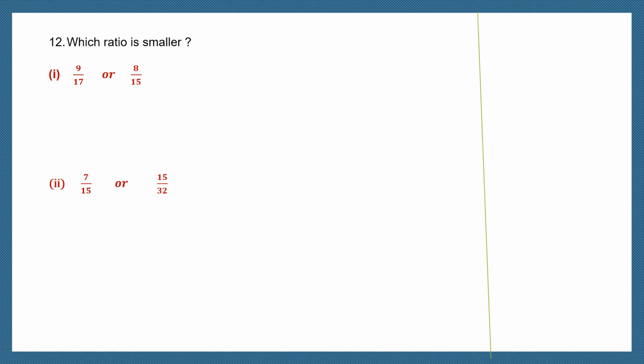Question 12. Which ratio is smaller? So we have 9 by 17 and we have 8 by 15. So which one? This or that? Right. So we will cross multiply here again. We multiply 9 into 15. Let's do that. 15 into 9. 9 fives are 45. Carry 4. 9 ones are 9, 10, 11, 12, 13. So we've got 135.